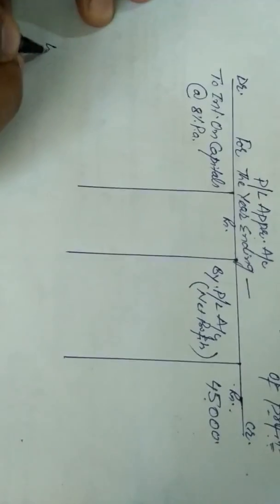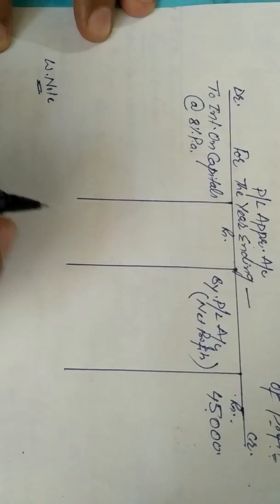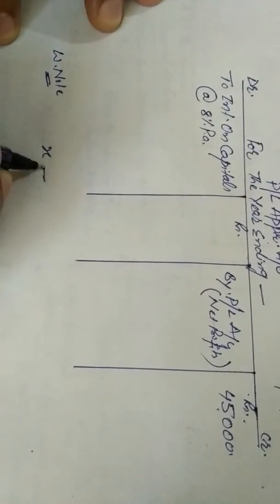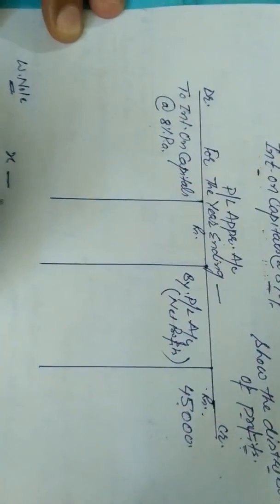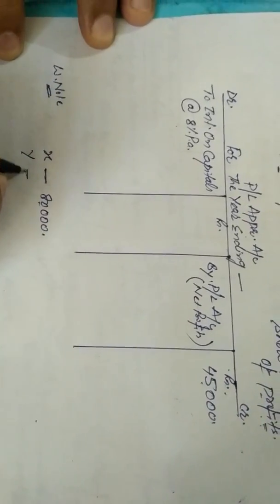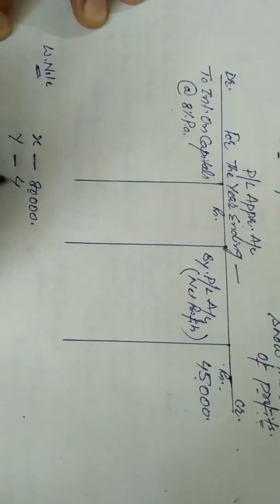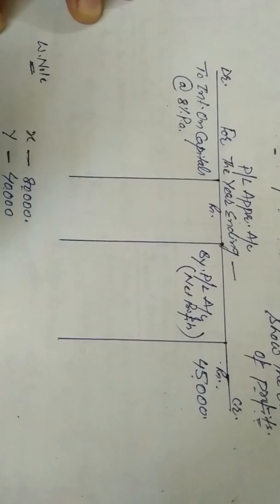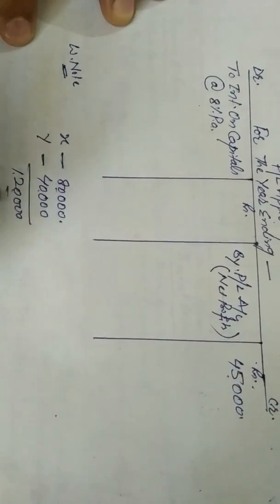Now if we calculate the interest at the given rate, then the calculation will be: interest on X's capital, 8% of rupees 10 lakh, will be rupees 80,000, and interest on Y's capital, 8% of 5 lakh, will be rupees 40,000. That means the total interest is 1,20,000.